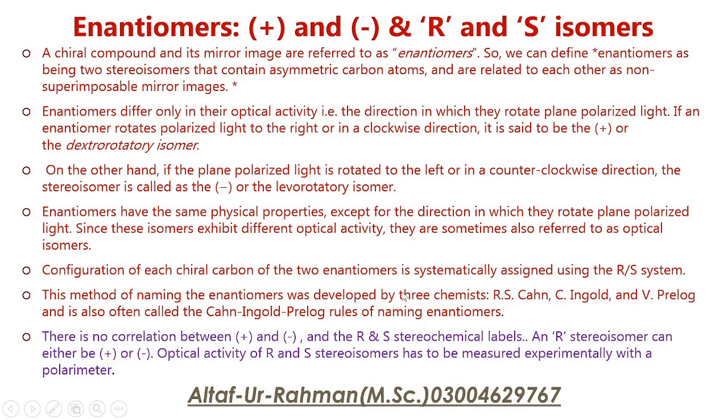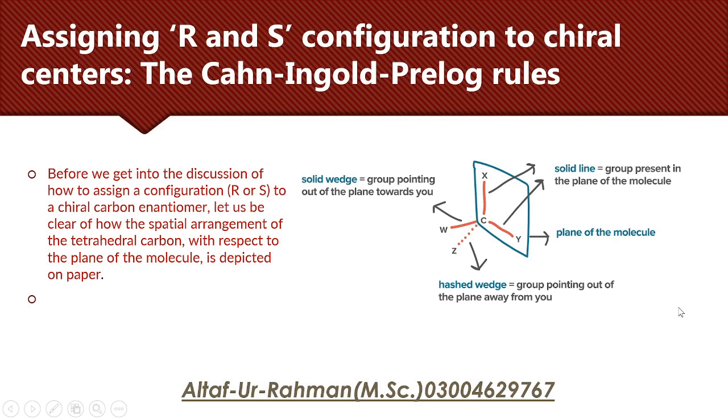On the basis of configuration, we can assign them the RS system. The method of naming enantiomers was developed by three chemists, Cahn, Ingold, and Prelog. There is no correlation between plus/minus and R and S stereochemical labels. An R isomer can be plus or minus. Optical rotation of isomers has to be determined experimentally with a polarimeter.